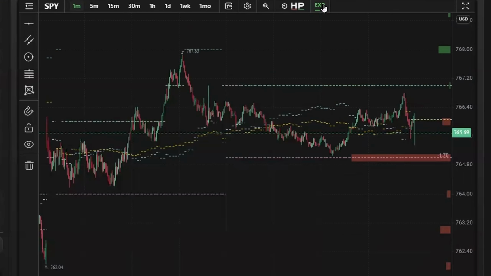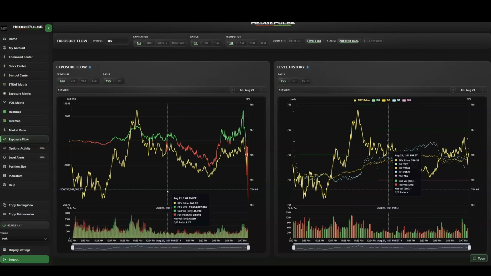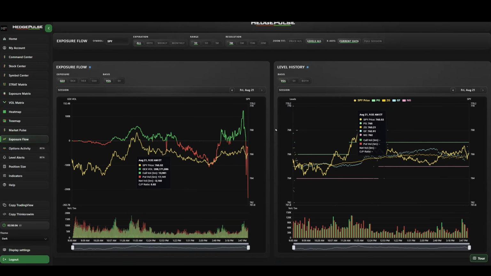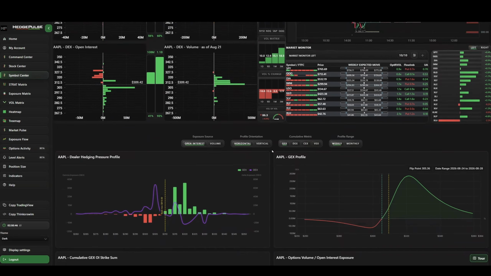Now, we do also offer the gamma flip. You can see that down here in exposure. We have gamma flip right there. So anywhere you see GF in the app, that is the gamma flip. So we do also have the gamma flip levels here in exposure flow, as you can see there now. And we have it as well down here on the GEX profile chart in the symbol center.